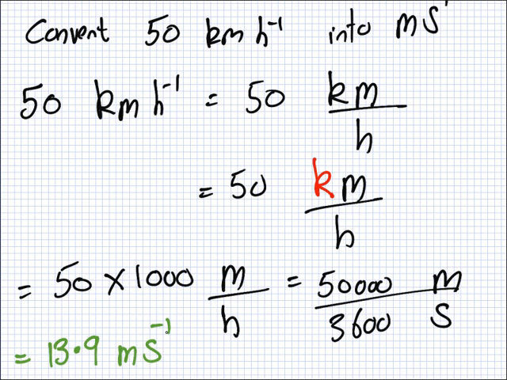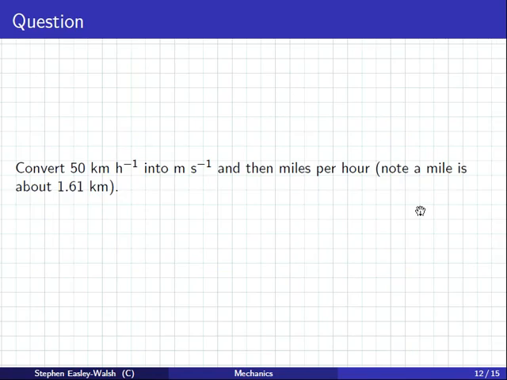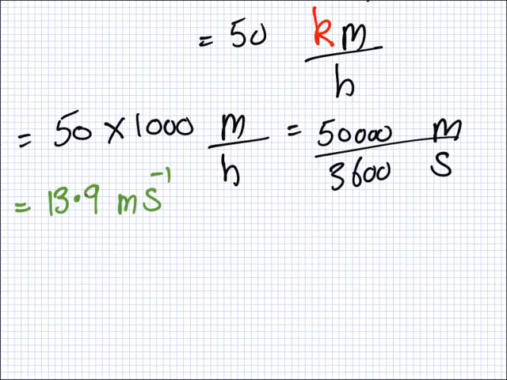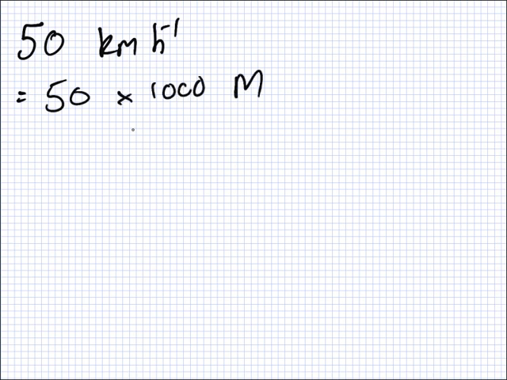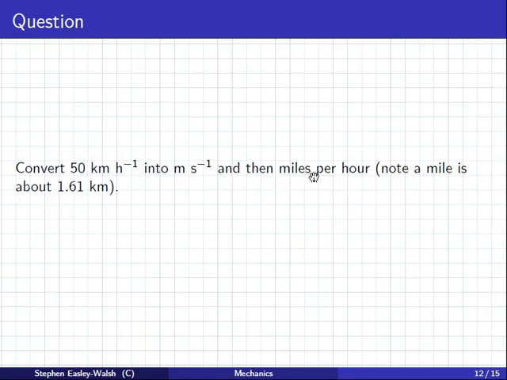Okay, you got that? Okay, the next part is harder. Miles per hour. And I tell you that a mile is 1.61 kilometers. Okay, so let's have a look. Was it 50? Yeah, 50. Kilometers per hour equals 50 times 1,000 meters over hours. Right? But remember we said hours is... no, actually we leave hours because we want the answer in miles per hour.